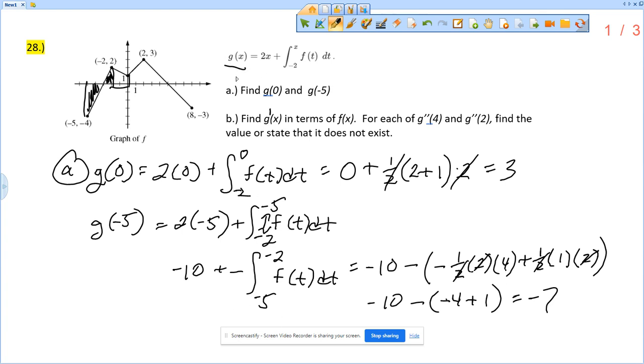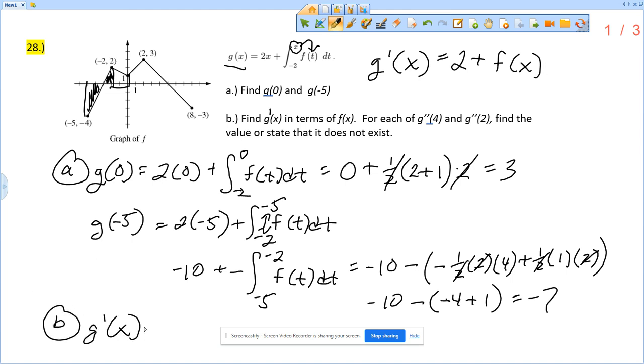All right, so we're given g of x here, and so we need to use the second fundamental theorem of calculus, which says to take the derivative of this. Now, first of all, we've got this 2x. What's the derivative of 2x? Well, that's just 2. Plus, now, how do we find the derivative of this? We use the second fundamental theorem of calculus, which says to take this part, put it in for t, and then multiply by the derivative of x. Well, in this case, it would just be f of x times the derivative of x, which is 1. And so for part B, g prime of x is very simple, 2 plus f of x.